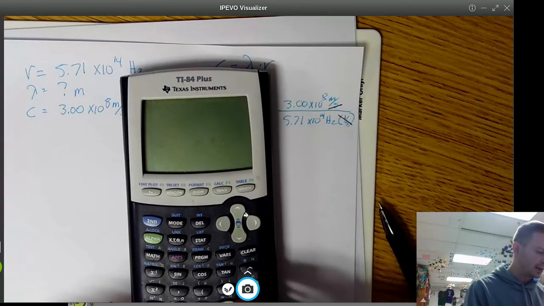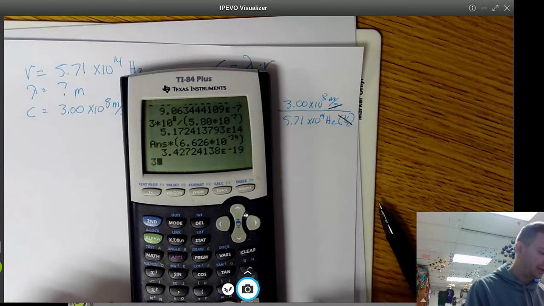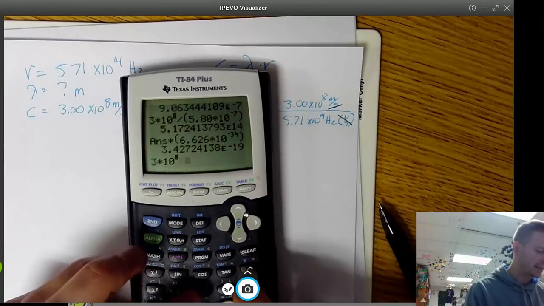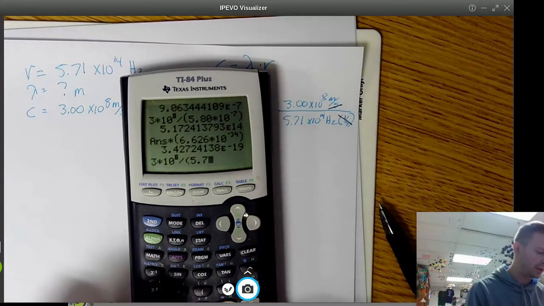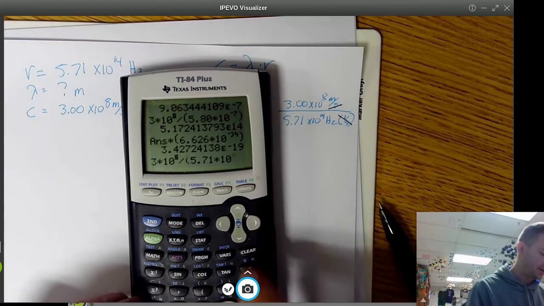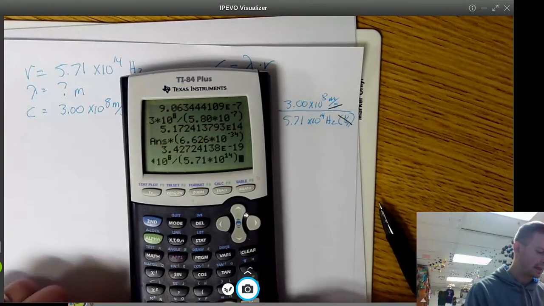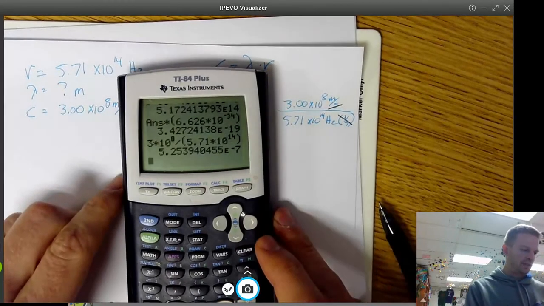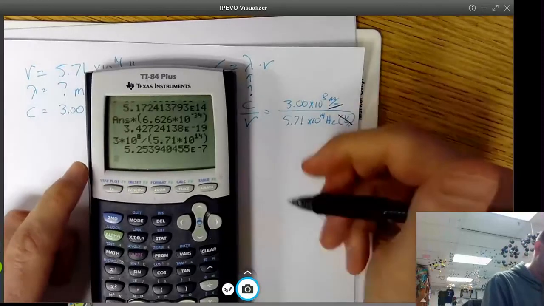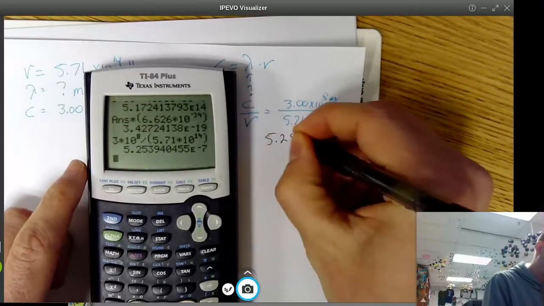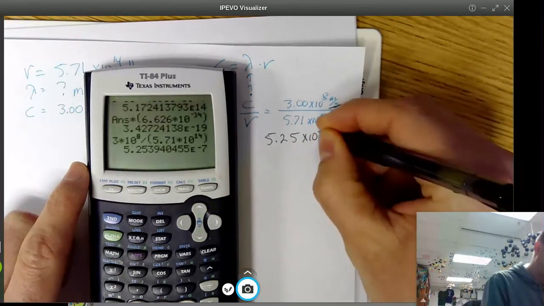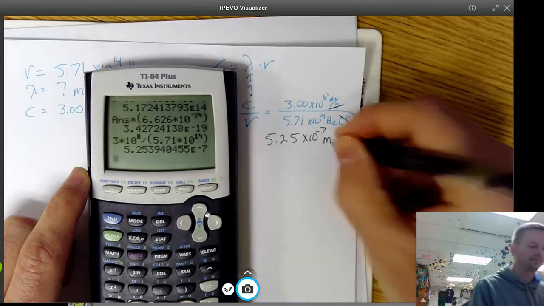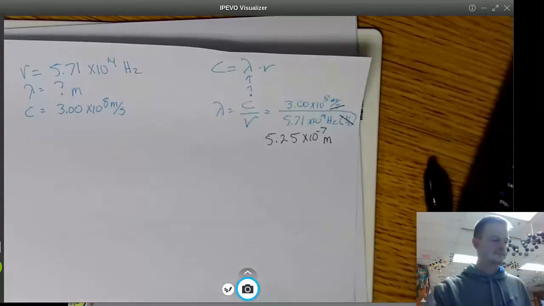Now we can toss this into our calculator, and let's see what we come up with. We have 3 times 10 to the 8th, divided by, use parentheses, 5.71 times 10 to the 14th. And I come up with an answer of 5.25 with 3 sig figs, right? So I have 5.25 times 10 to the negative 7th, and my unit in this case would be meters. All right. There we go.